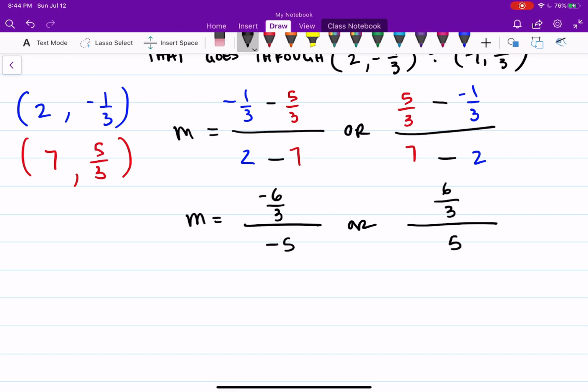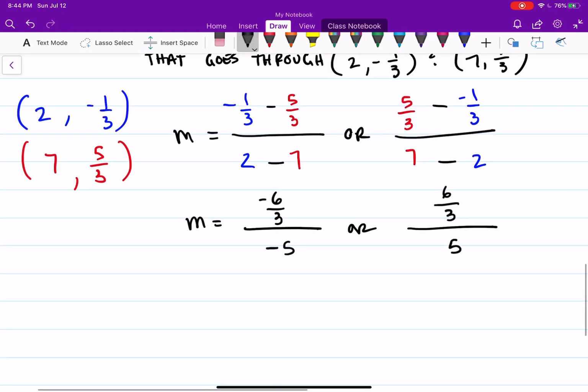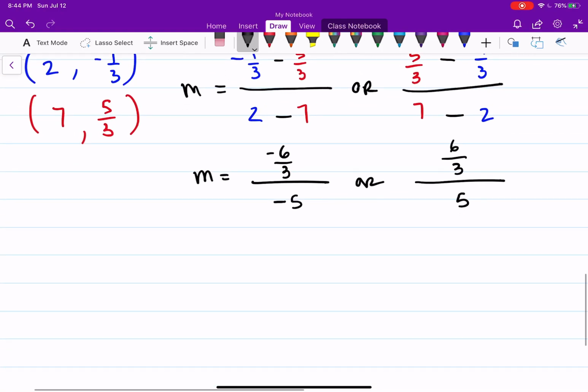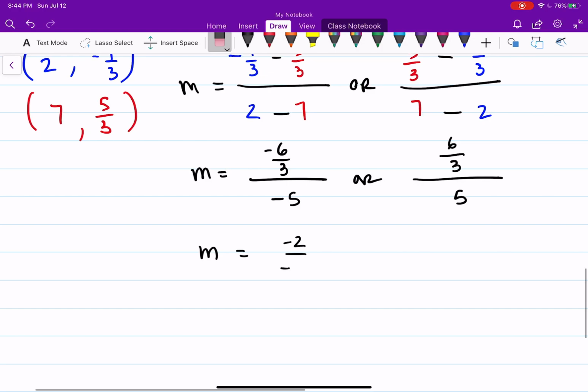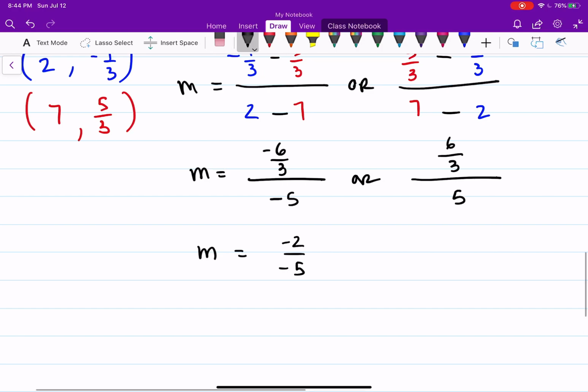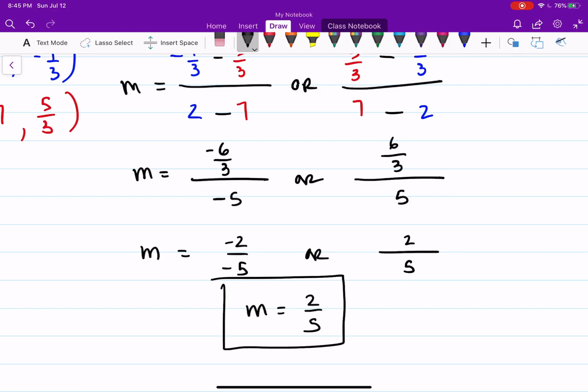Okay? So what I can do is, hold on, something's wrong. Oh, nope, this is right. Okay, so what I can do here is say, this left one here is -2 over -5, and this one here says 2 over 5. So either way, I can say my slope is equal to 2 over 5. Because the left one, remember, negative divided by negative is positive. So there goes my slope.